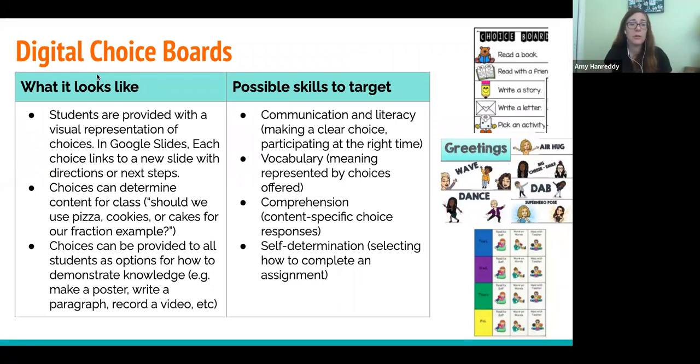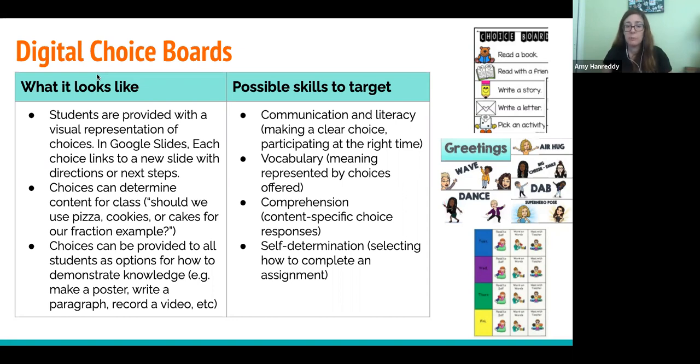The student can also help to determine some content for class. So maybe we're going to be using a fraction example, and we're going to give the student several different choices of things that can be divided up into smaller pieces that we're going to be then using in our fraction example. So they could have visual choices on a slide of things like pizzas, cookies, cakes, and the one that they choose is the one the teacher then uses for their examples throughout the rest of the class.